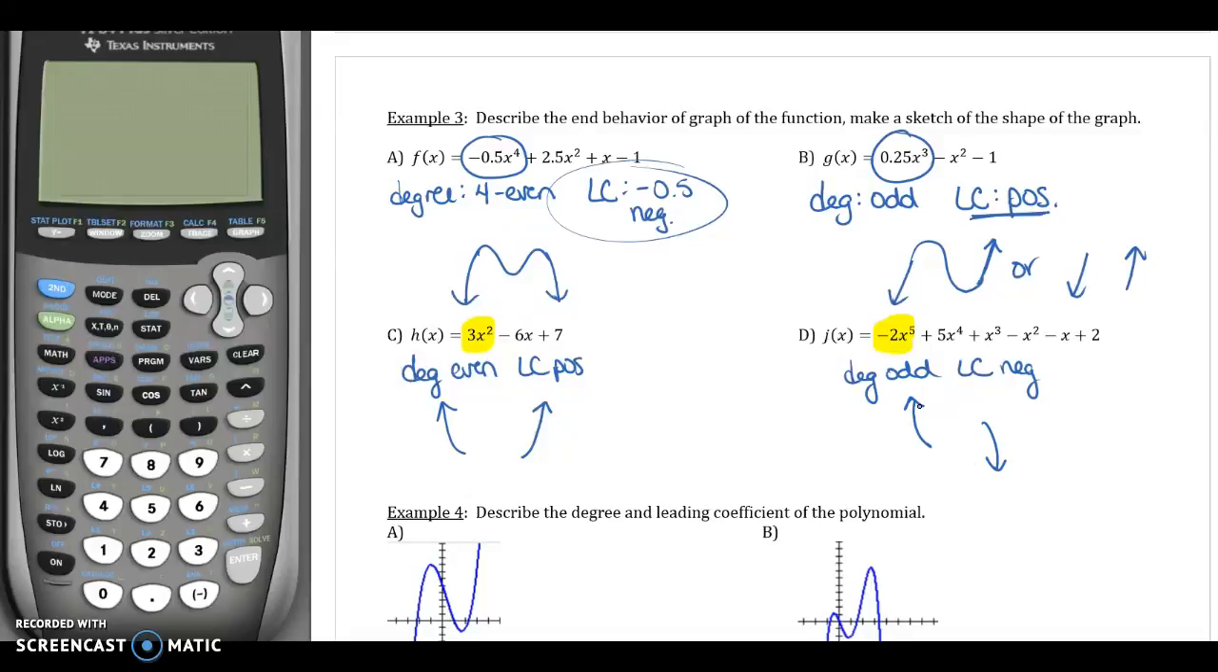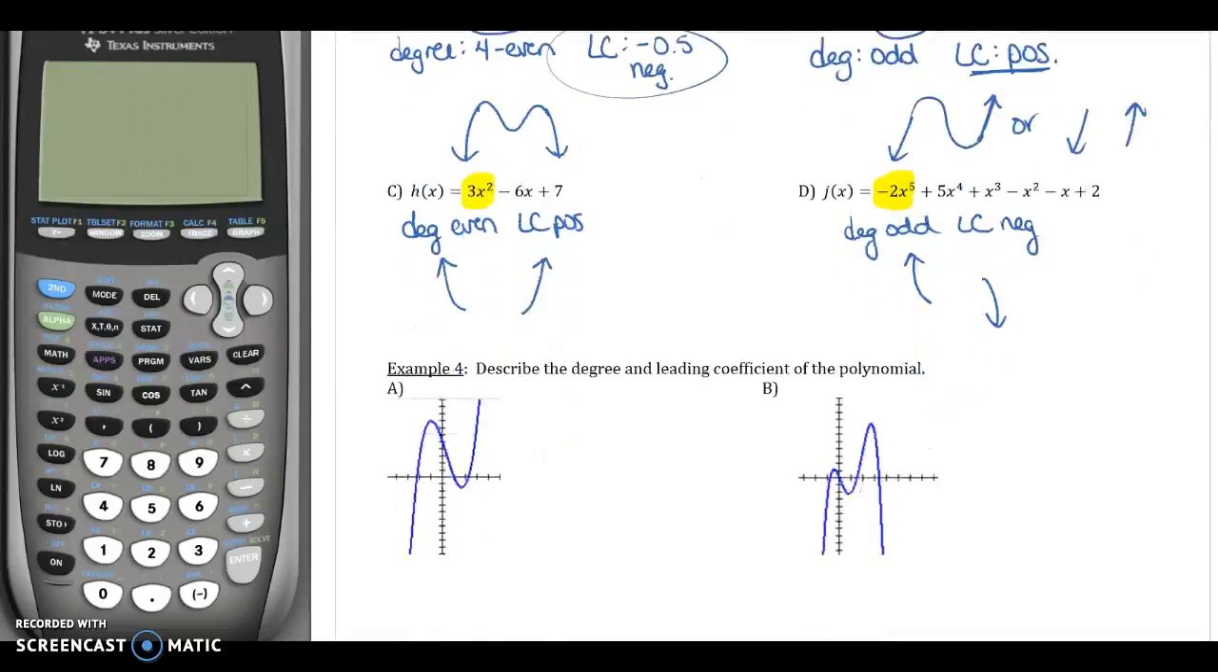Now, why in the world do we even learn this? This is another tool that you can use on ACT tests, EOC tests, your final exam, whatever it is. If you have to match a polynomial to its graph, if you can identify the degree and the leading coefficient, you can identify which graph matches that polynomial much quicker than you could if you had to type it into your calculator, have your calculator graph it, and then compare your graph to your pictures that are given to you.